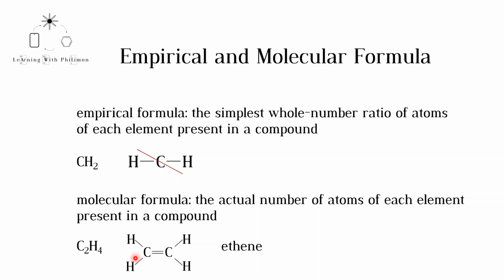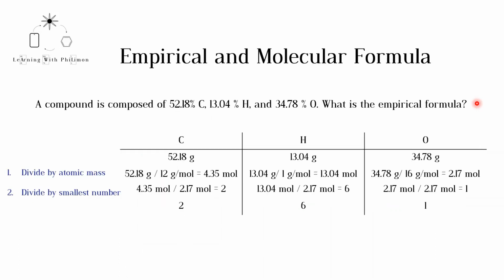Now let's see how one determines these formulae from data. A typical question would look like this. A compound is composed of 52.18% carbon, 13.04% hydrogen, and 34.78% oxygen. What is the empirical formula? The composition of a compound is determined by an analytical technique called elemental analysis. In this technique, the sample is combusted and the percentage by mass of each element is determined.